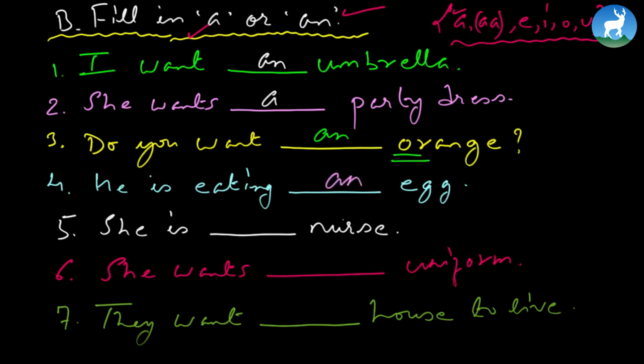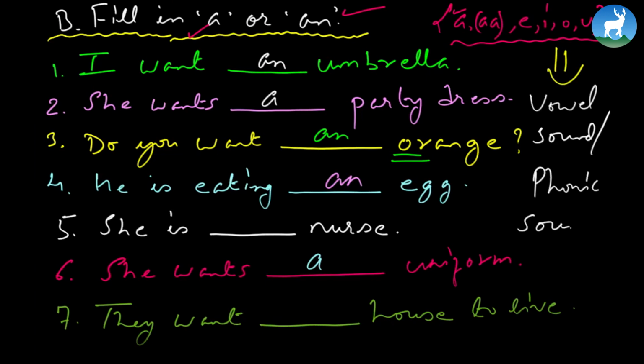Now, like this, you can do the rest. How about number 6? Try number 6. "She wants a uniform." Again, "yoo," not "u." This is how you fill in the article, keeping in mind the vowel sound. Always keep in mind the sound. Also keep in mind the phonic sound. Sound is the key here.